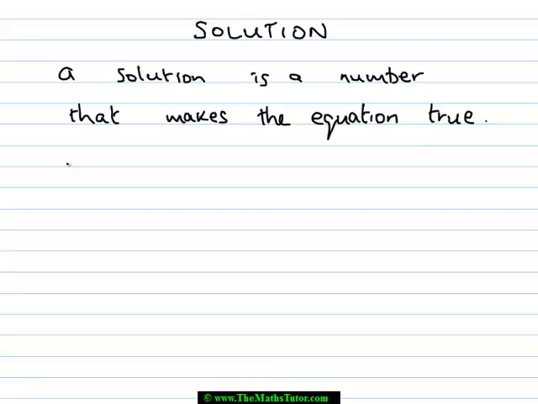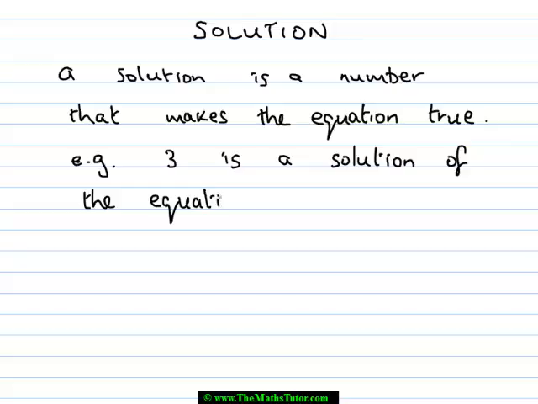For example, 3 is a solution of the equation x plus 2 equals 5, because 3 plus 2 equals 5. When we put 3 in the place of the variable x, it made the equation true.